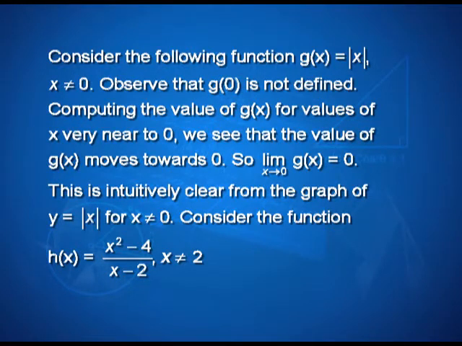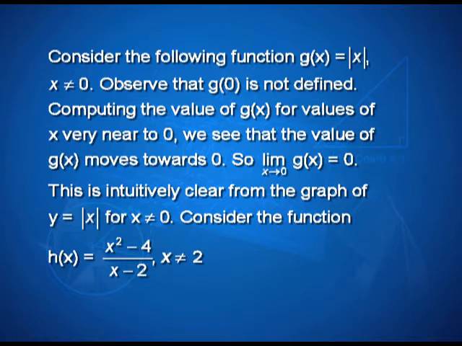Consider the following function, g of x is equal to mod x, as x is not equal to 0. Observe that g of 0 is not defined. Computing the value of g of x for values of x very near to 0, we see that the value of g of x moves towards 0. So, limit of g of x is equal to 0 as x tends to 0. This is intuitively clear from the graph of y is equal to mod x for x not equal to 0.